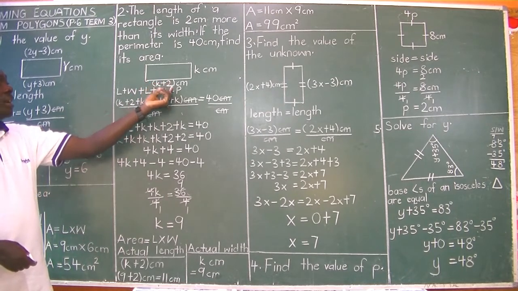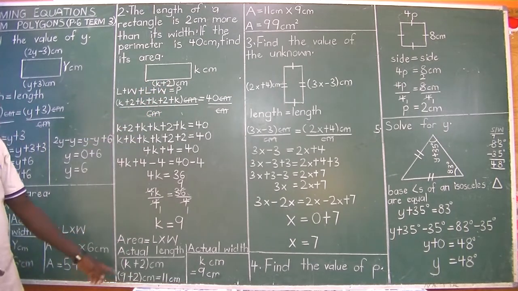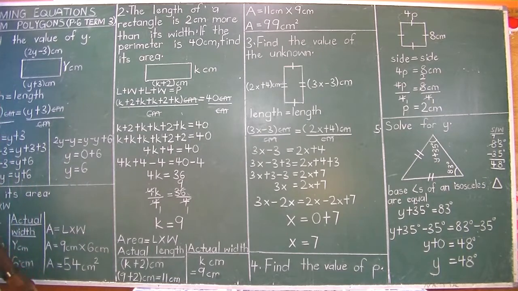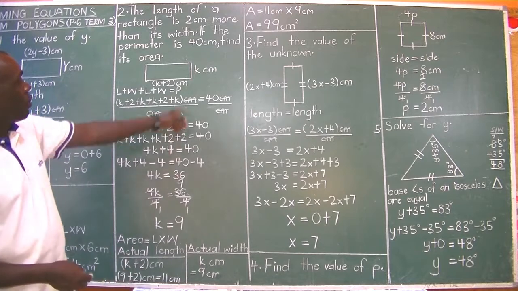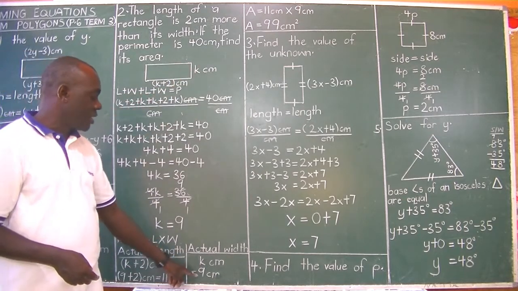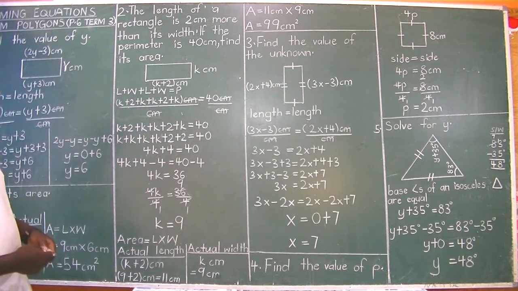Actual length, you get k plus 2 centimeters here, which k is 9. We substitute k with 9. You say 9 plus 2 centimeters, which is equal to 11 centimeters. Then you go actual width, which is k centimeters. Therefore, it is 9 centimeters.